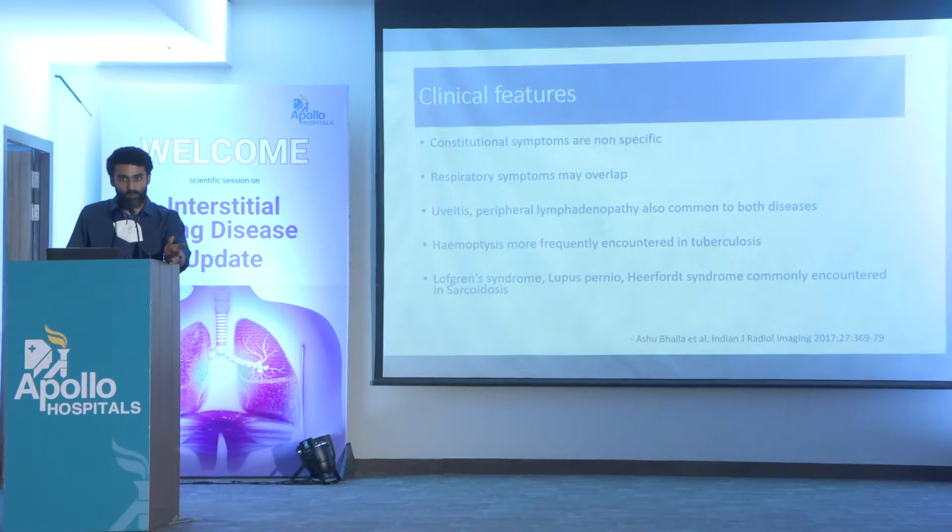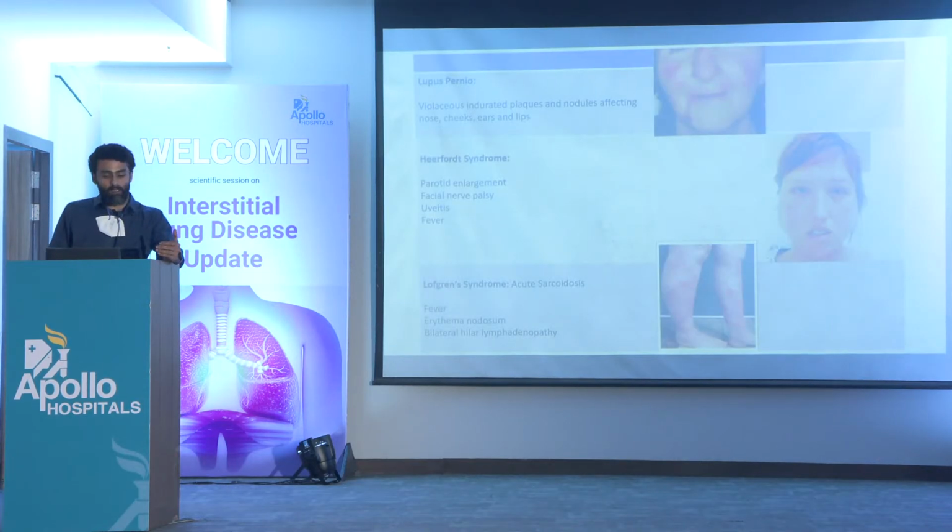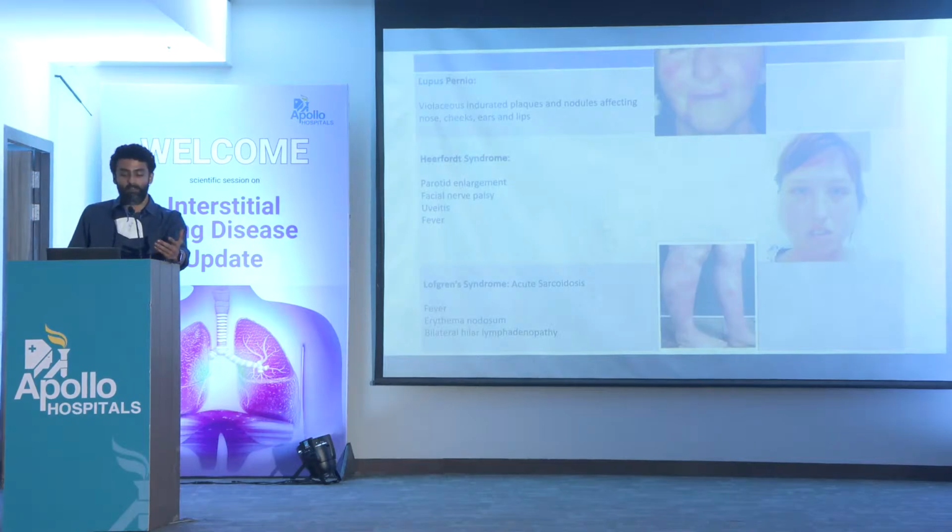The constitutional symptoms are non-specific. Respiratory symptoms may overlap. However, certain features like Lofgren syndrome, lupus pernio, and Heerfordt syndrome are commonly encountered in sarcoid. These are 3 typically characteristic features that point towards sarcoid, which are high sensitivity.